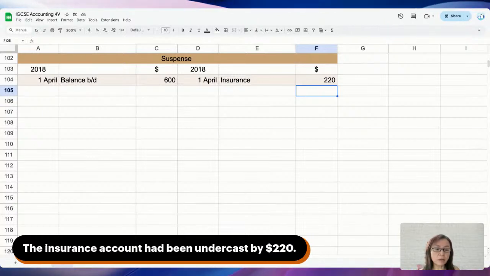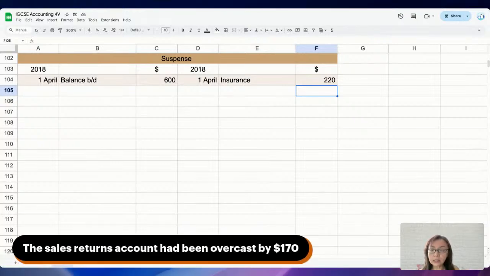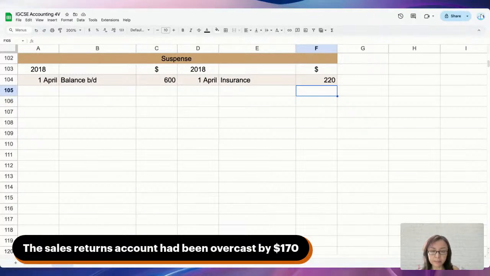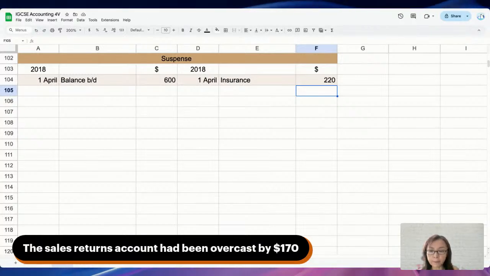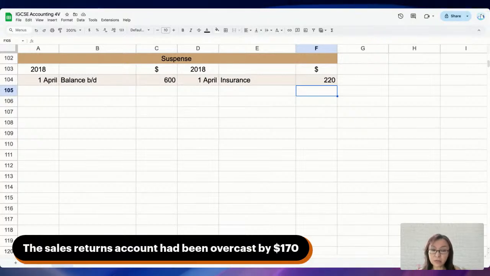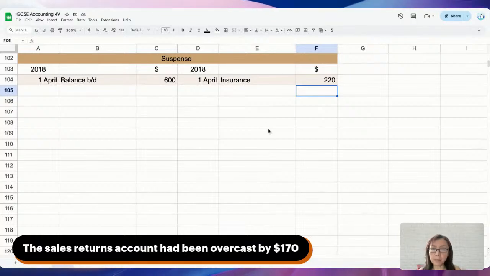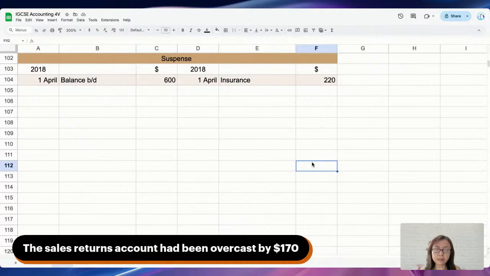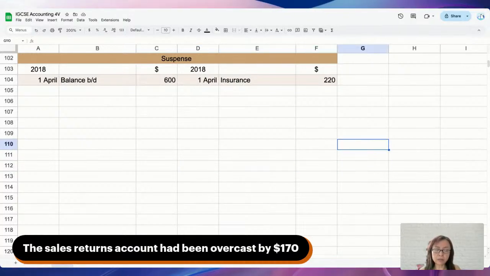All right, let's have a look at the next one. The next one is the sales return account has been overcast by 170. Okay, before we go further, some students may not yet be clear about sales, whether it's debit or credit, and whether sales return is debit or credit. Never mind, we go through it properly, step by step. All right, so if you're still confused about all these things, let's say we imagine that this is a sales account.